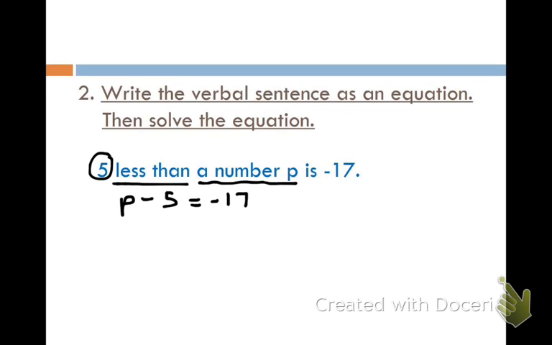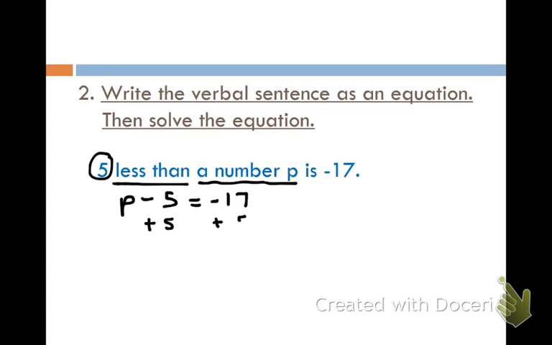So that right there is how you write the verbal sentence, but it also asked me to solve it. So we're going to solve it exactly like we did today. Find the variable. What's the variable? P. What is keeping p from being by itself? Negative 5. Remember, every number has a sign, and the sign is directly in front of that number. So the opposite of negative 5 is positive 5.